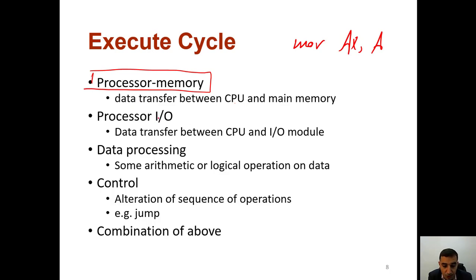Sometimes it's a processor input output, where you transfer the data between the CPU and the input output. If you want to display something on the screen, then you are going to use this instruction. Some instructions use data processing such as arithmetic or logical. Other instructions, such as the control instructions, alter the sequence of the operations, such as jump, and you may have a combination of the above instructions. So the execution depends on the type of the instruction. The execution is not the same.